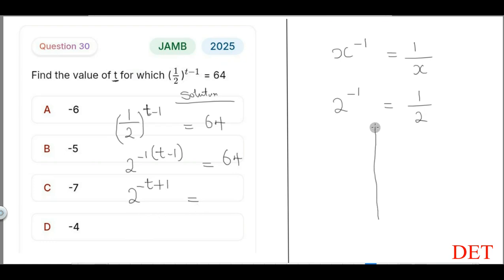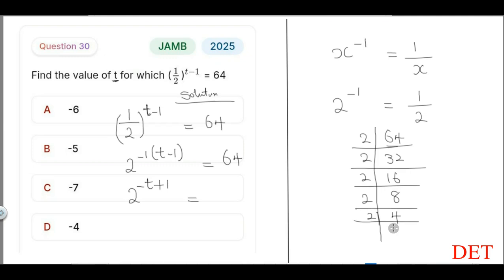Alright, so this is 64. What's the smallest prime number that can divide 64? It is 2. 64 divided by 2 gives me 32. What can go again? 2 can go. 32 divided by 2 gives me 16. 2 can go again. 16 divided by 2 gives me 8. 8 divided by 2 gives me 4. 4 divided by 2 gives me 2. 2 divided by 2 gives me 1.